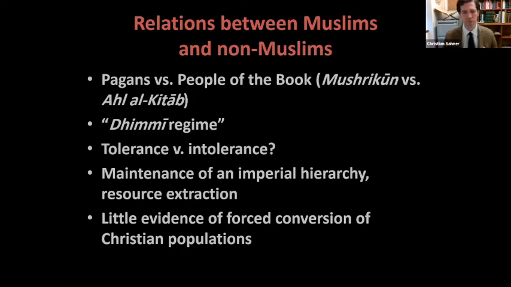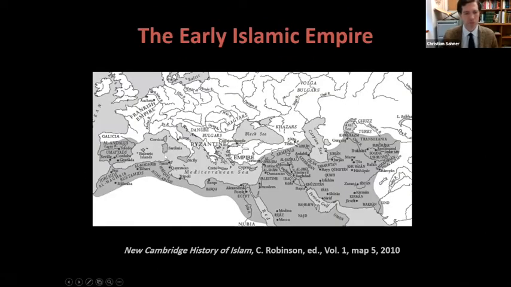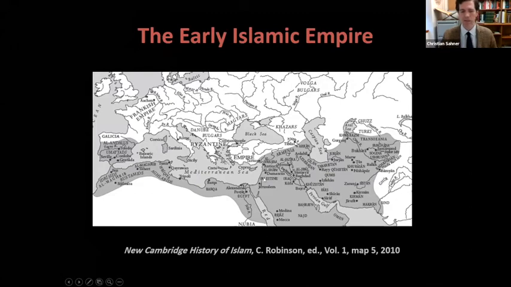And when it comes to the former territories of the Byzantine Empire, when it comes to the lands of North Africa, when it comes to Al-Andalus, the Iberian Peninsula, as well as important areas in the former Sasanian Empire, we're talking about demographic majorities that were Christian.